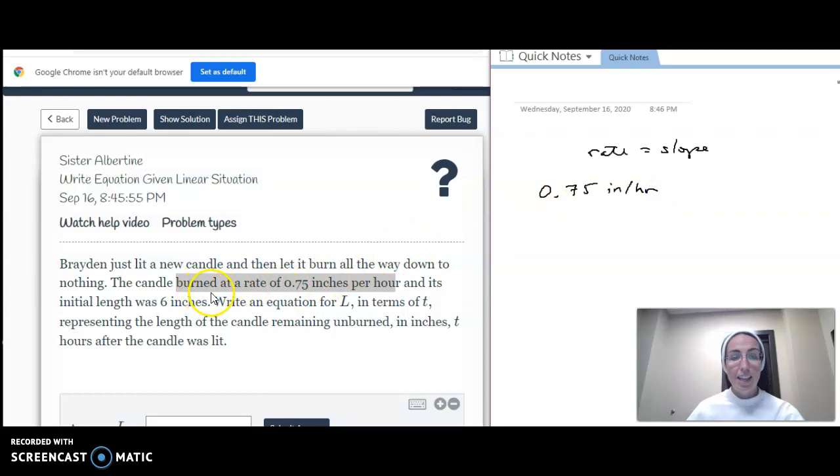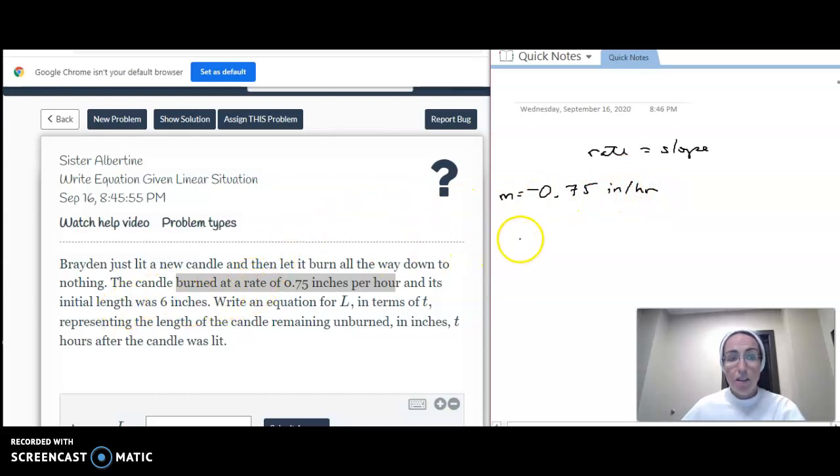Now, is the candle increasing or is it decreasing? Well, it's burning down from an initial length. So this slope, I believe, is going to be negative. So what is it being subtracted from? Well, the length of the candle.